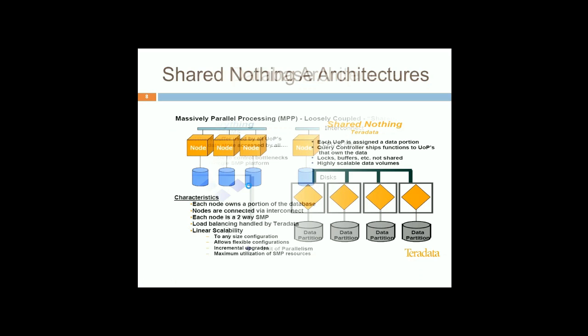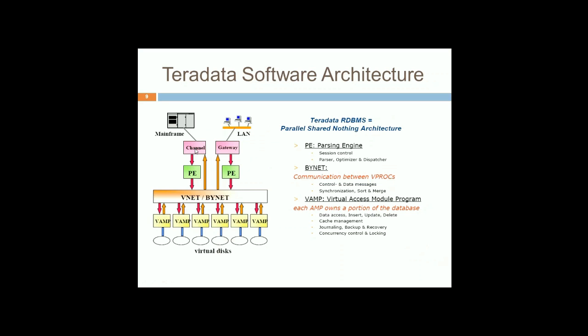Teradata software architecture. This is how a Teradata architecture is laid out. So you have a channel. I think now you know what a channel connection and a network connection are. Channel connection is available for mainframes, right? And network connection is for the LAN. You can have both connections on the Teradata RDBMS system.